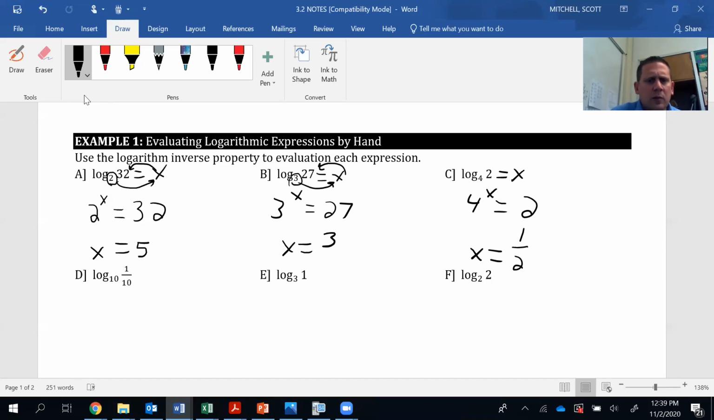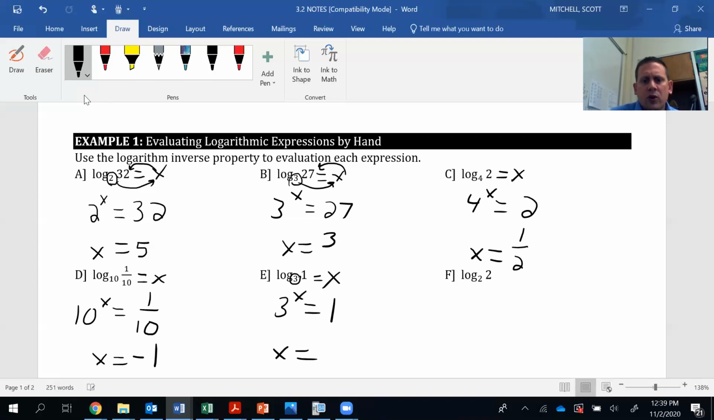So we've got to know a little bit about our exponent rules here. 10 to the x equals 1 over 10. How am I going to make that into 1/10? Well, that's a negative exponent. Negative exponents flip. We're trying to remember some of our exponent rules from Algebra 2. Any negative exponent, you have to end up flipping. Then 3 to some power gives you 1. What power does 3 have to be to make 1? 0. Anything to the 0 power equals 1.